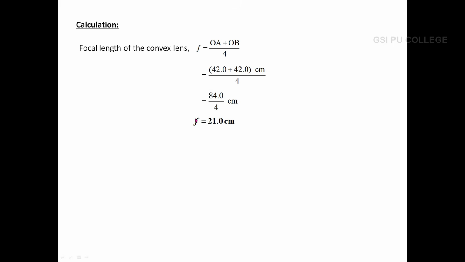Let us move on to the last part of the experiment, that is writing the result. This is the result we got. The focal length of the given convex lens F is equal to 21.0 centimeter. If you write this in SI unit, you will convert this into meter. 21.0 into 10 to the power of minus 2 meter. Okay, so this is the end of the experiment.